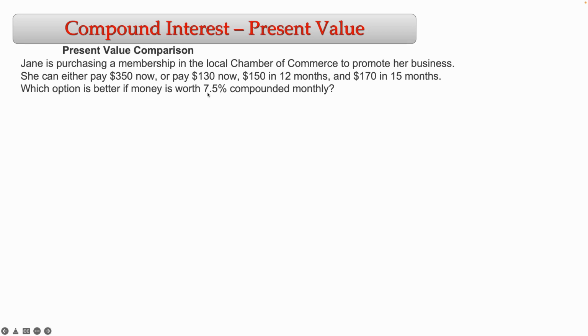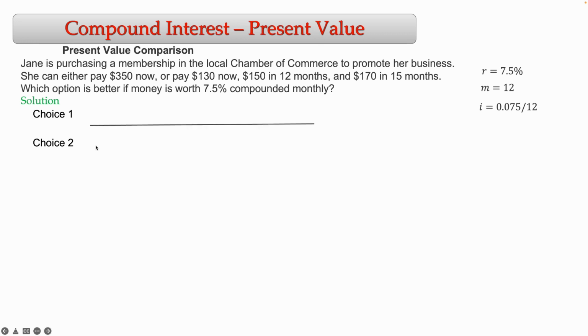We have that the nominal rate of interest is 7.5%, so R equals 7.5%. The number of compounded periods is 12 per year, so M equals 12, because this interest is compounded monthly. And then the periodic rate of interest will be I equal to this number divided by 12. So I will be equal to 0.075 over 12. Now that we have I, we can think about the two choices.